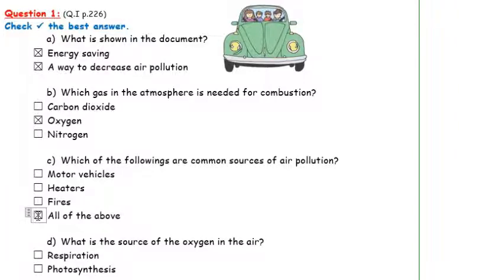What is the source of the oxygen in the air? What releases oxygen in the air? Is it the respiration process or the photosynthesis process? What do you think? While breathing, living beings take in oxygen and release carbon dioxide. During photosynthesis, plants use carbon dioxide and release oxygen. So the process that is the source of the oxygen in the air is photosynthesis for sure. Okay?